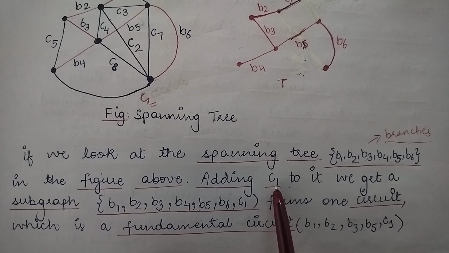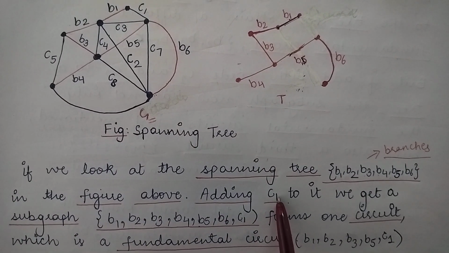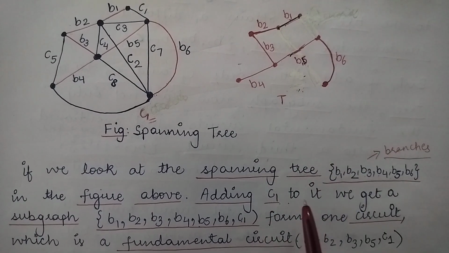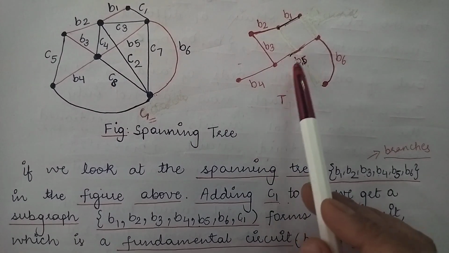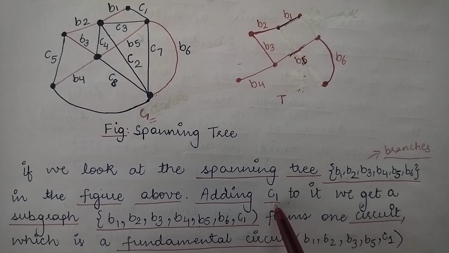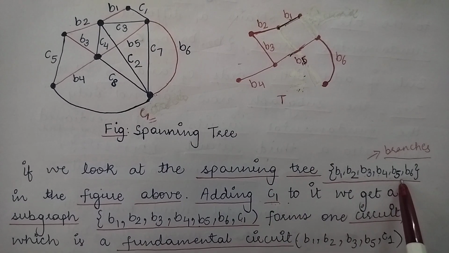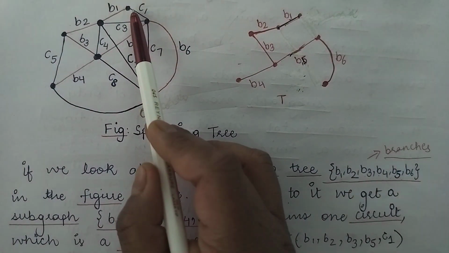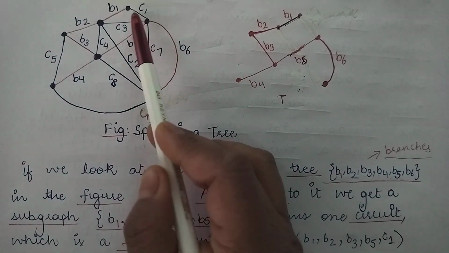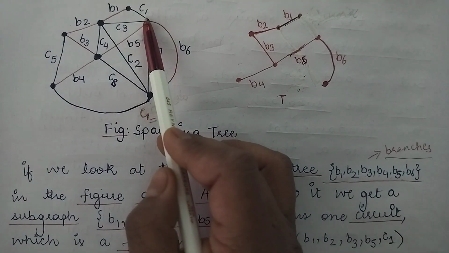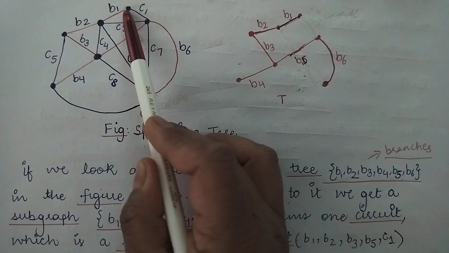Now adding a chord C1. As I said, we are talking about fundamental circuits, and a fundamental circuit is formed by adding a chord to the spanning tree. So we need to add a chord to the spanning tree to create a fundamental circuit. Now if to this existing spanning tree I add chord C1, you see chord C1 is an edge which is a part of the connected graph but not the spanning tree, because all the blue edges represent the chords and all the red edges represent the branches.